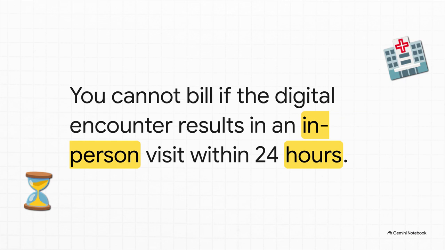And then we have the forward-looking exclusion, which is the 24-hour next step rule. Let's say a patient messages you, and the provider looks at it and thinks, actually, you know what? This sounds pretty serious. You need to come into the clinic today or tomorrow. If that happens, you cannot bill a digital code. If your digital triage results in an in-person E&M visit or procedure within 24 hours, or even at the soonest available appointment, the effort of that digital triage is simply absorbed right into the payment for the subsequent in-person visit. You just bill for the in-person visit, and you drop the digital code entirely.